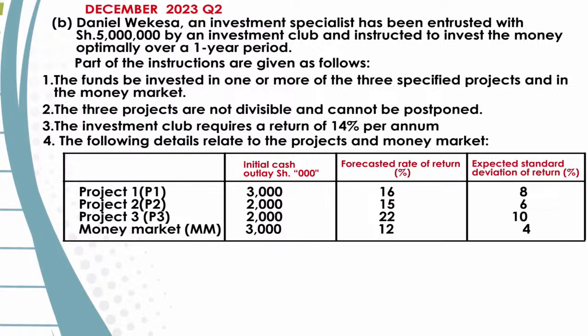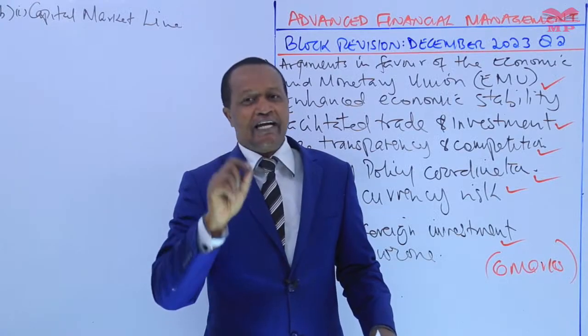Then we have project 2, which is 2 million, and the money market, which is 3 million. That's another possible project combination. And lastly, we have project 3 and money market. That's another project combination.